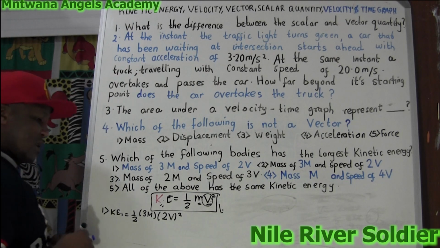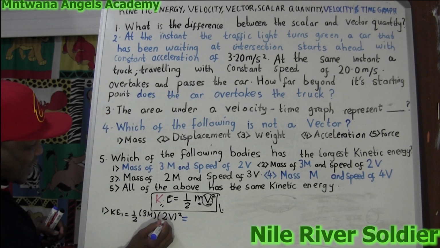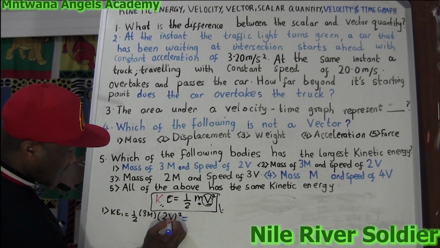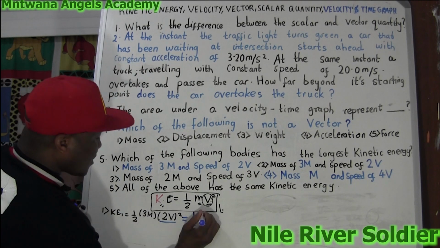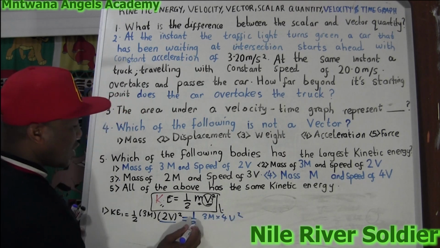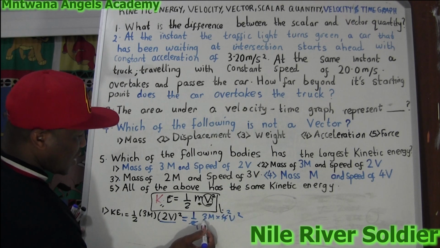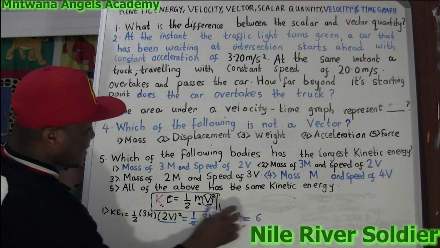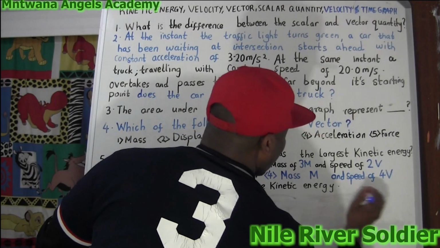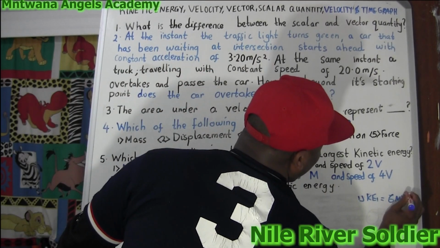Now we can square this mathematically. 2 squared equals 4, v squared. So now I'm going to have a half, 3m, 2 squared equals 4, and then v squared. Now half times 4, how many 2s? 2. So here I'm going to have 2 times 3 equal to 6. So this is going to give me 6, m is m, and v squared. So the first option is going to be kinetic energy 1 equal to 6mv squared.